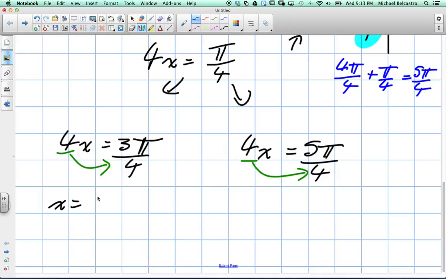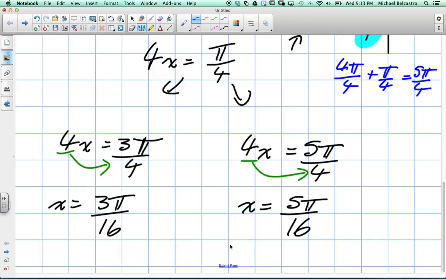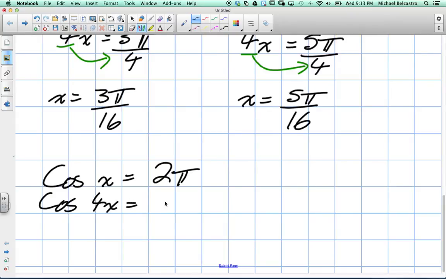So x is equal to 3 pi over 16, and x is equal to 5 pi over 16. Okay? And we forgot to mention that there were parameters, but we're looking between 0 and 2 pi, right? So what we also got to figure out is our period for cos. We know that for cos x, the period is normally 2 pi. But since we're now dealing with cos 4x, we take that period and divide by 4. So our period is now pi over 2.